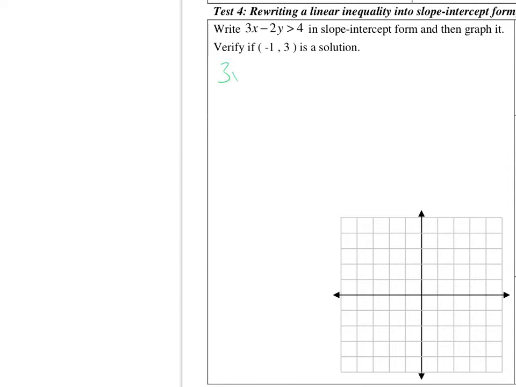So I'm going to first rewrite it as 3x minus 2y. Just rewrite the whole thing. And I'm going to get y by itself. To get y by itself, we need to get rid of this 3x. That's a positive 3x, so we're going to subtract it over. So I'm going to subtract it on the other side of this inequality sign. If you want to put a line down, you can, like that. So I subtract it over to the other side of the inequality. That leaves me on the left side a negative 2y.